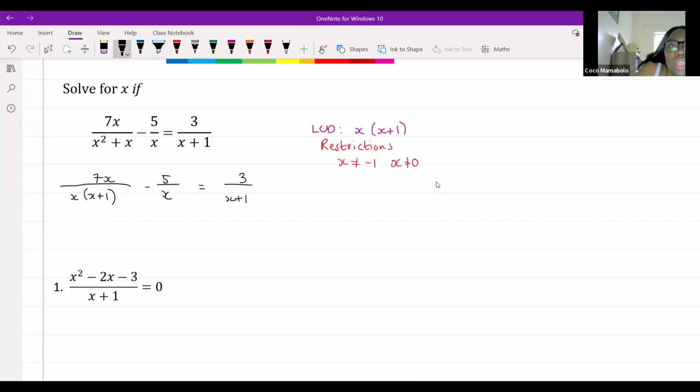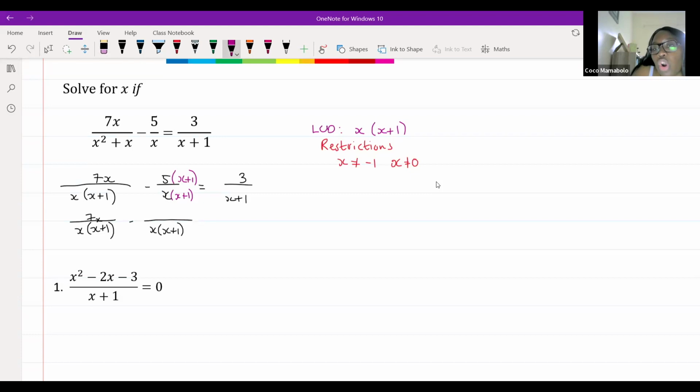All right, I'm going to note that this first part over here isn't missing any part of my denominator. So I'm just going to write 7x over x times x plus 1 minus, now this part over here, if I have to put it over x times x plus 1, you're going to note that an x plus 1 is missing. And whatever I do to the bottom, I'm going to have to do to the top as well. So I'm also going to multiply the top by x plus 1.